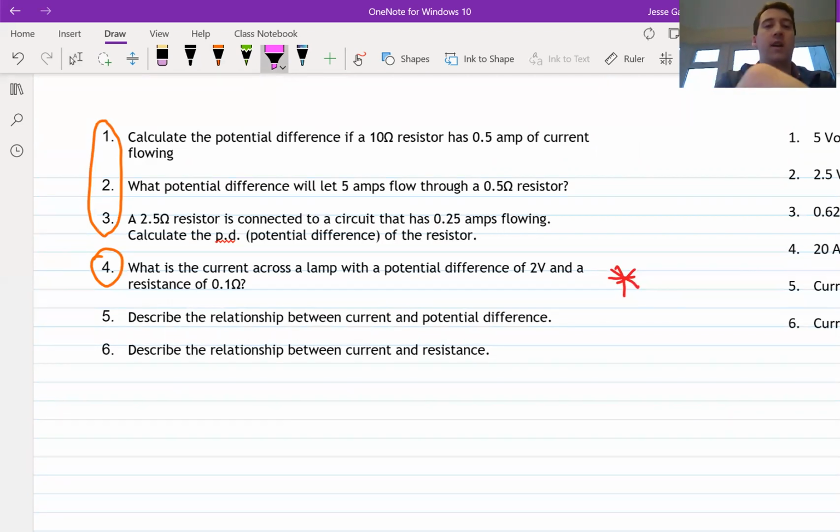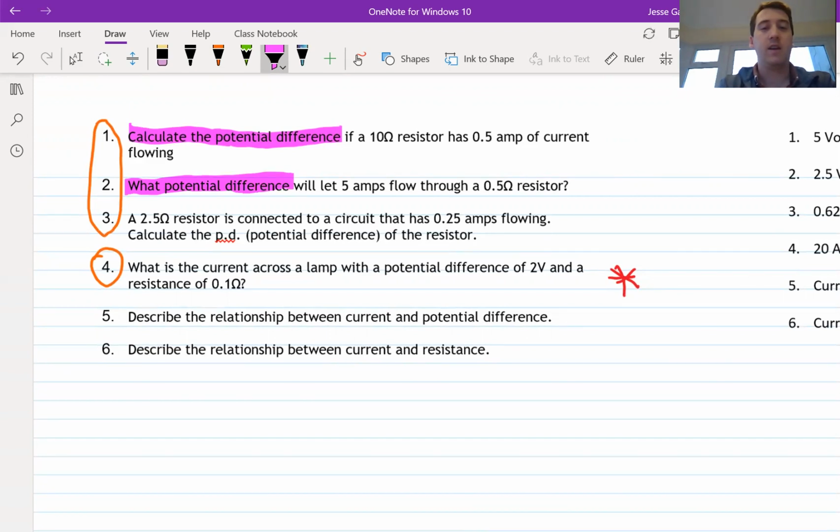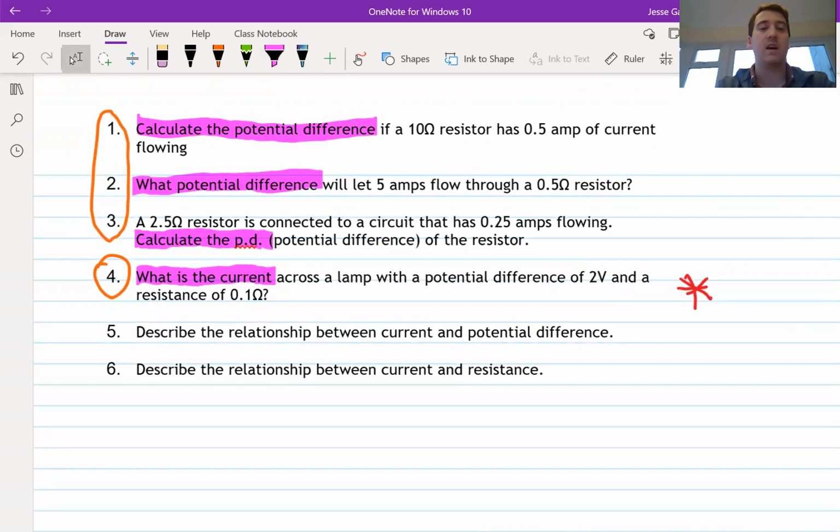Okay. All right, guys, just to note that in the first question, they were looking for you to calculate the potential difference. So you should have been finding V. In the second one, it says what potential difference. So you should be finding V. And in number 3, it says calculate the potential difference. So you should be finding V. In number 4, the difference was what is the current? You should have been finding I again, like the first questions we did. So just if you didn't realize that for number 4, pause the video and go back and take another look at it.